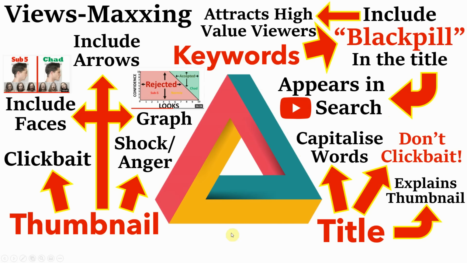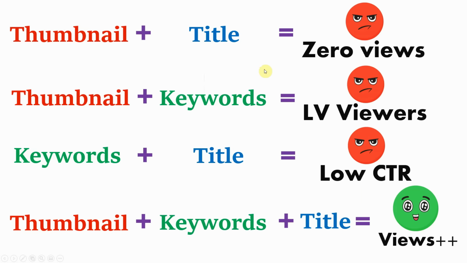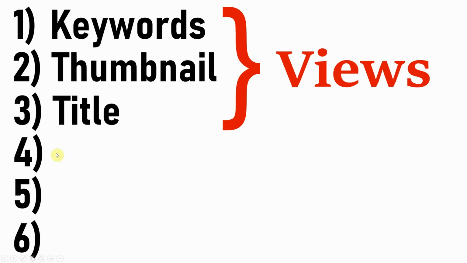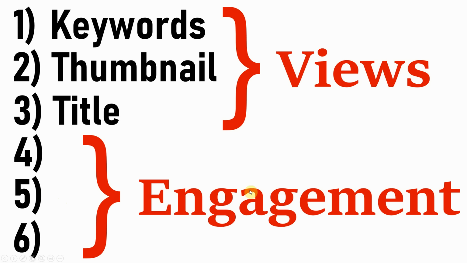And as stated, you need all 3 because otherwise your channel will face one or more of the following issues. Now moving on to the second 3 most important things, maximizing viewer engagement. This is just as important as getting views, as the algorithm strongly promotes high quality content.